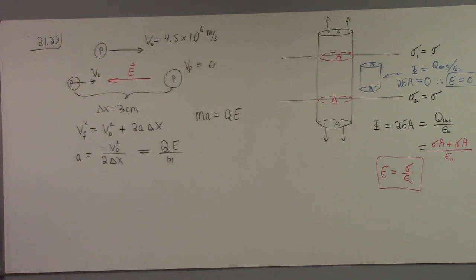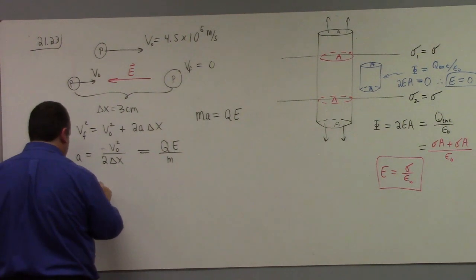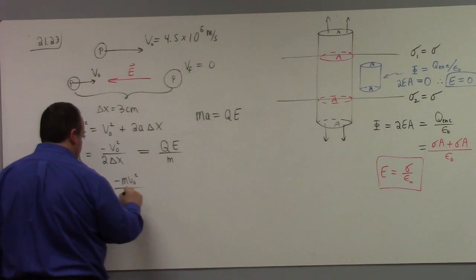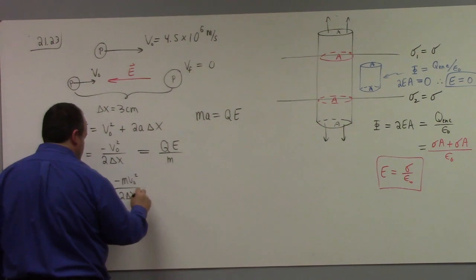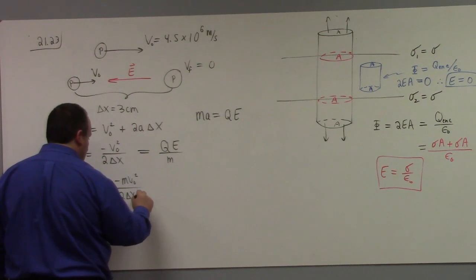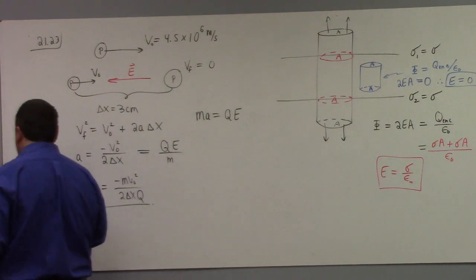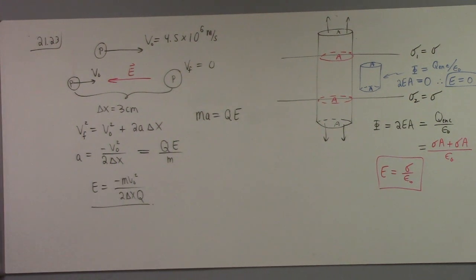So this gives me the electric field must be what? Minus m V naught squared divided by 2 delta x times q, right? And so you can put in the mass of the proton and the charge of the proton and work this out, right? So let's do that.